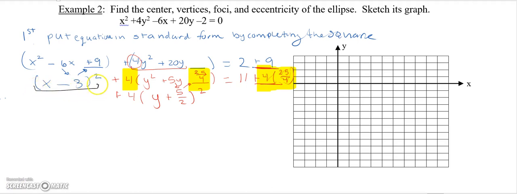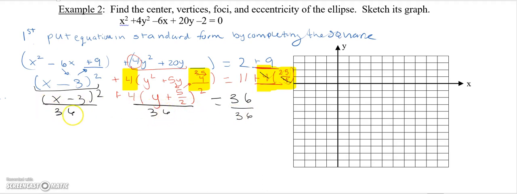This term still gets carried down below, so it's x minus 3 squared plus 4 times y plus 5 over 2 squared equals this number, which I'm going to simplify. The 4's go, 25 plus 11 is 36. Now standard form typically is set equal to 1. So to do that, I'm going to divide every term by 36.